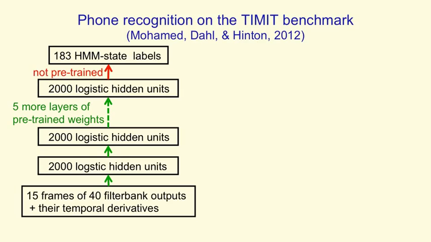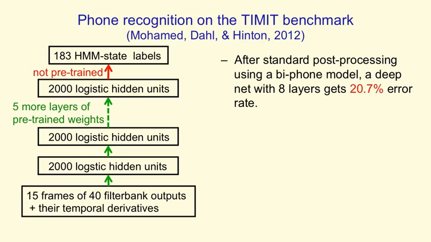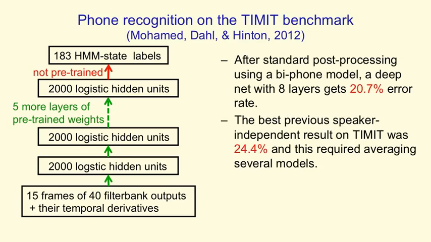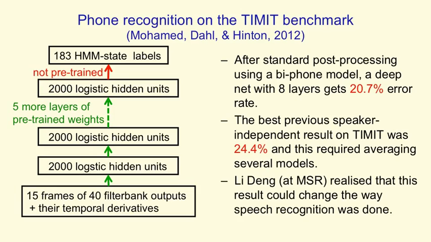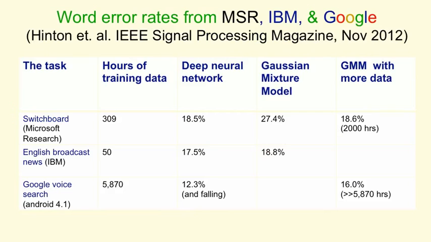And to get their system to work well, they did some pre-training, which will be described in the second half of the course. After standard post-processing, they got a 20.7% error rate on a very standard benchmark, which is kind of like the MNIST for speech. The best previous result on that benchmark for speaker-independent recognition was 24.4%, and a very experienced speech researcher at Microsoft Research realized that that was a big enough improvement that probably this would change the way speech recognition systems were done, and indeed it has.